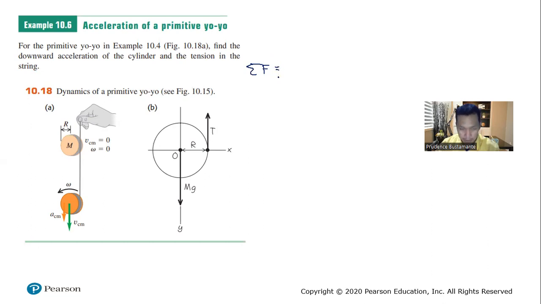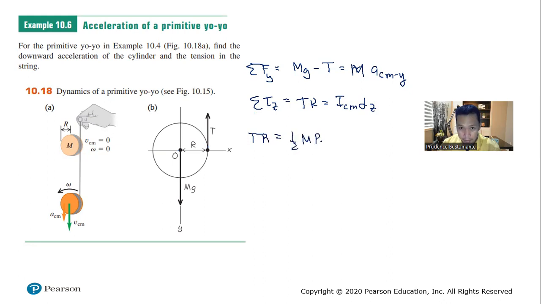So this is accelerating. The net force along y is mg minus the tension, which is equal to m times the acceleration of the center of mass along y. And our net torque along z: only the tension is doing torque. So T times R is equal to I center of mass times alpha z. So we have T R is equal to 1/2 M R squared alpha z.